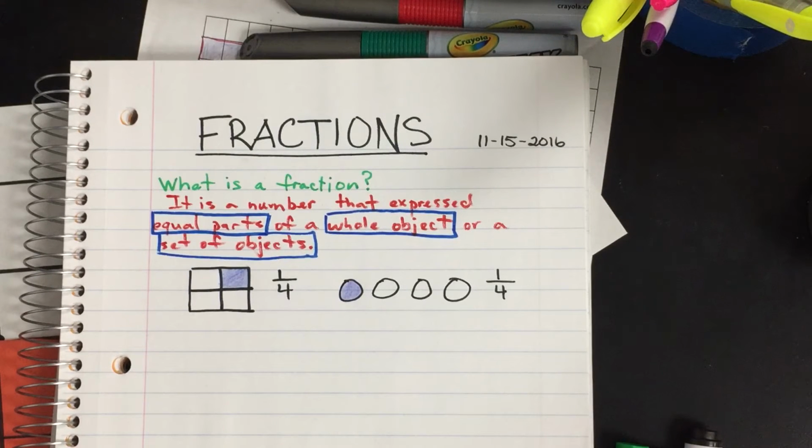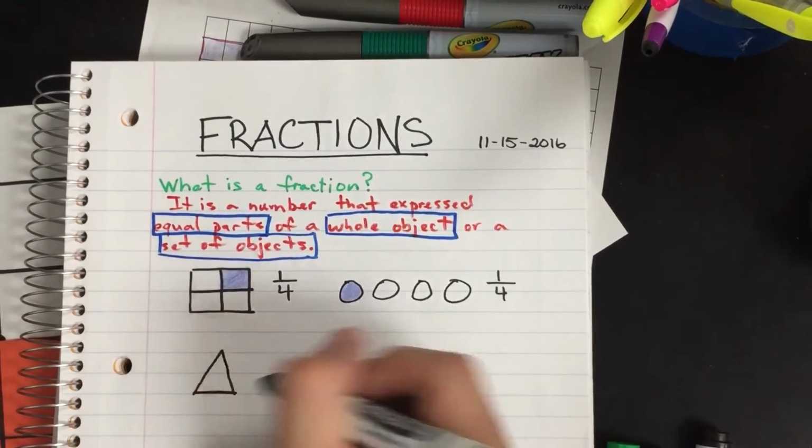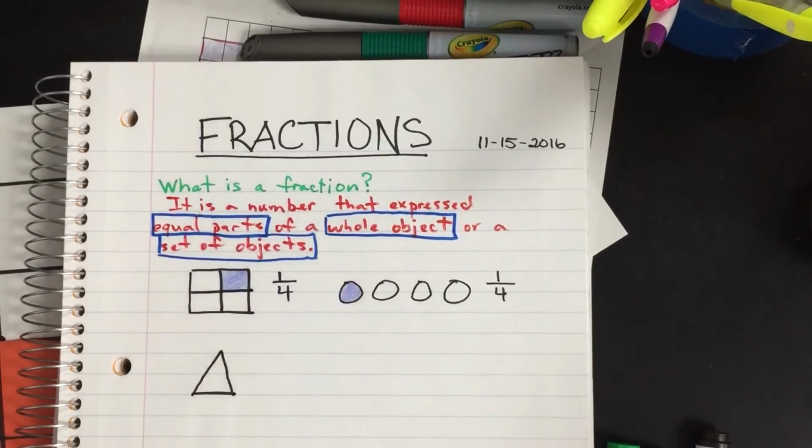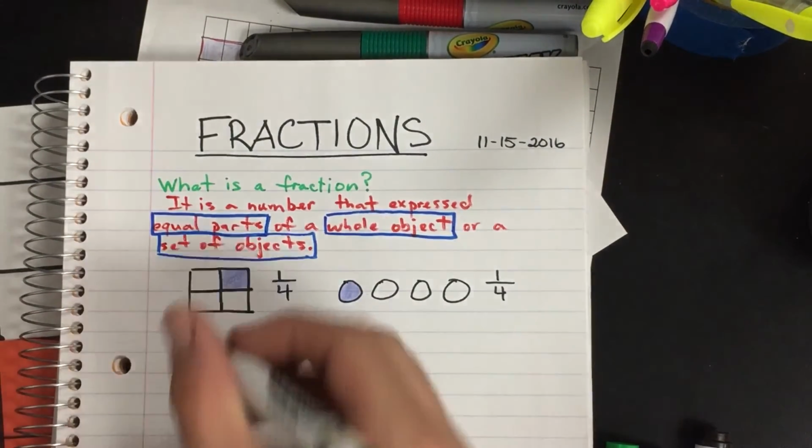So let's think about a different shape. How about a triangle? Okay, but we're going to make it simple. We're starting off simple, okay? If I were to do 1/2, what would I have to do? Just right down the middle, right?